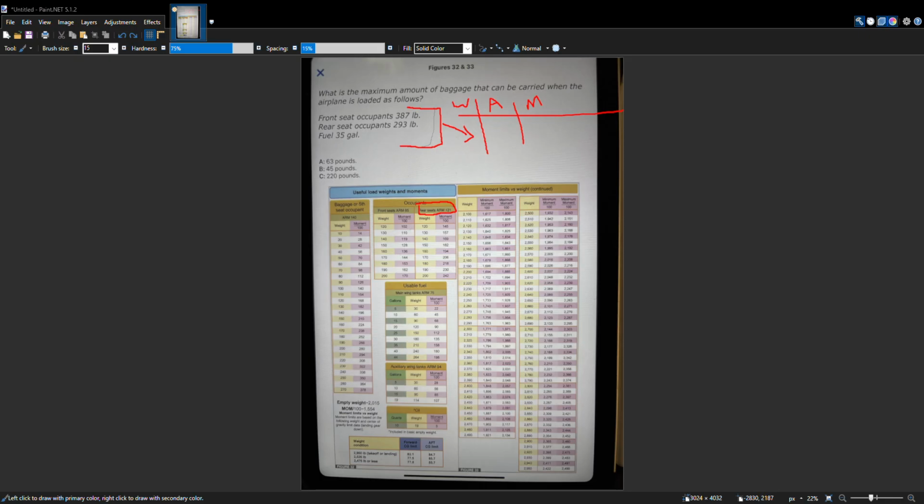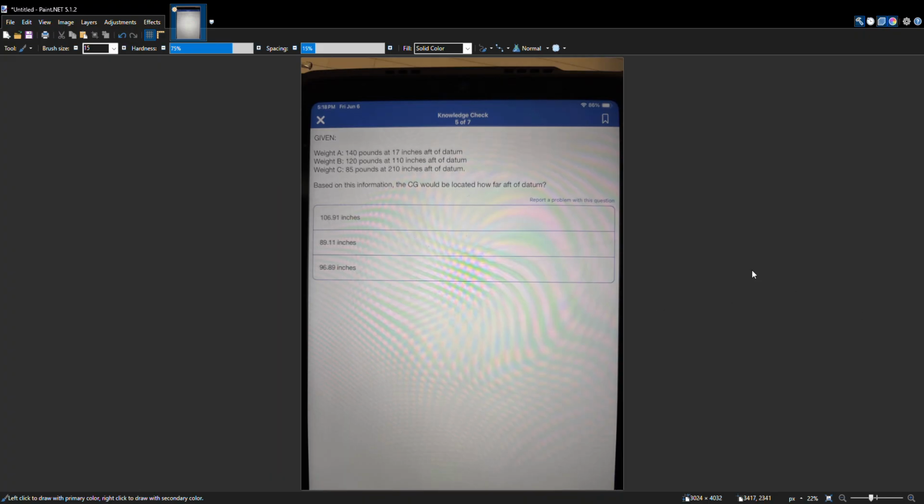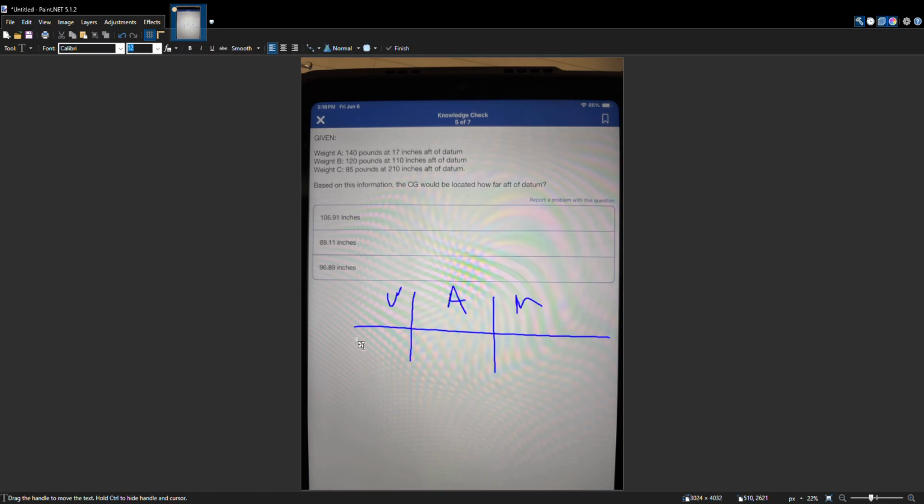So the next one is this one. This is not difficult, and I don't think it was difficult when we were doing it either. Pretty much all you have to do is the same thing: weight, arm, moment, right? Same thing. So, all right, you're going to do 140. Oh, great, the font's too small. 28. Okay, great.